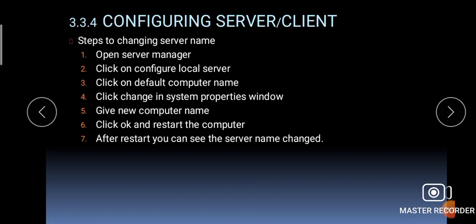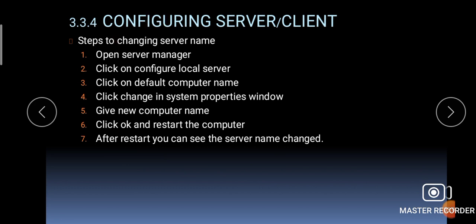Then click on Configure Local Server. Then click on the default computer name. Then click Change in the System Properties window. Then give a new computer name, click OK, and restart your computer. After the restart you can see the server name has changed. So this is our step for changing the server name.